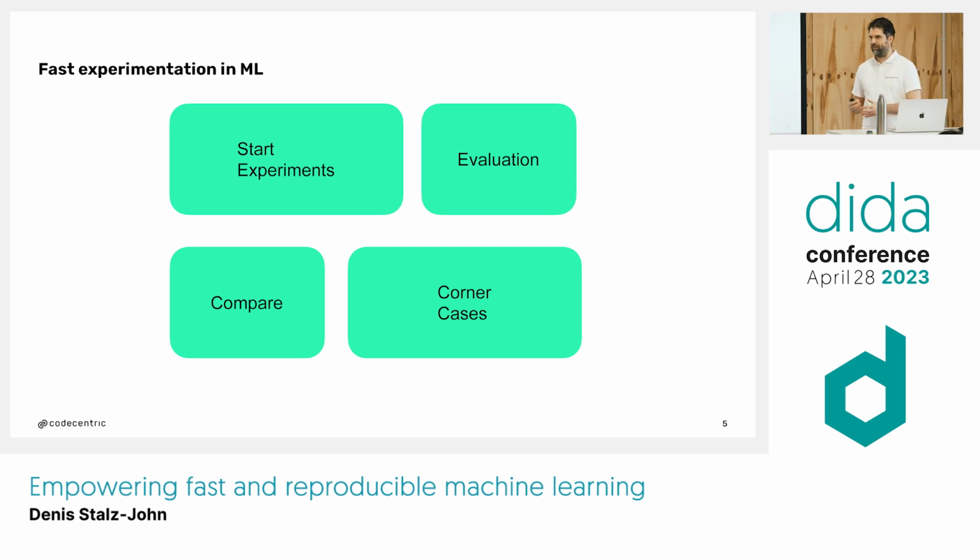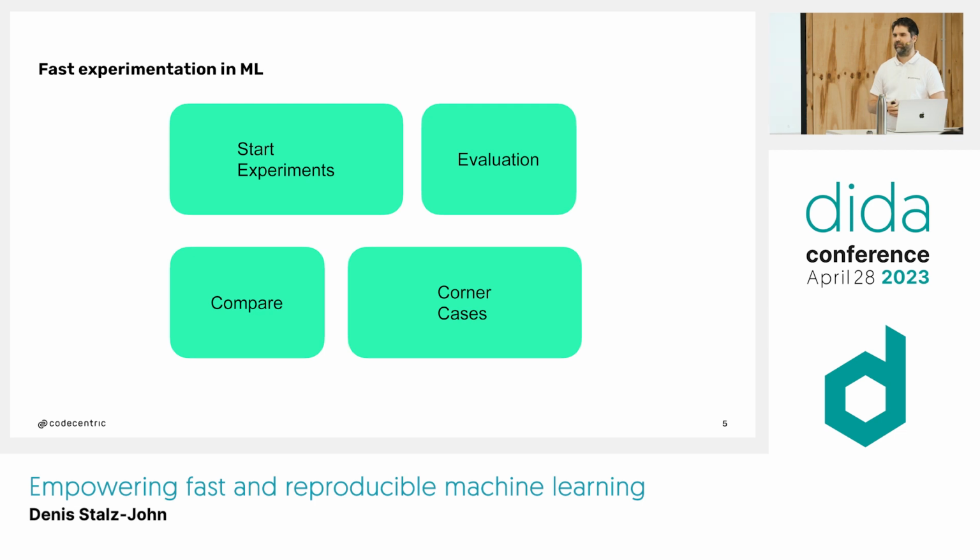Next, I will tell you, in my opinion, what is necessary to do fast experimentation. I have here 4 points which I will talk about in detail on the next slides. The first is starting experiments, how that could be done in an easy way. The evaluation, to look at how good the model performs. Then we need to compare the models.